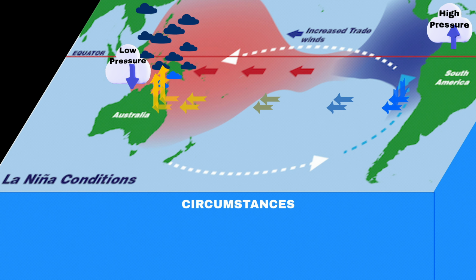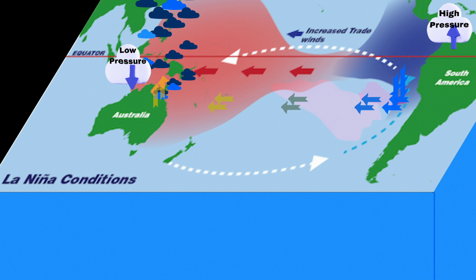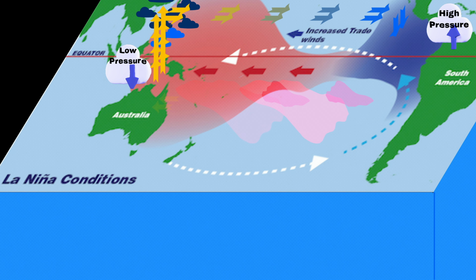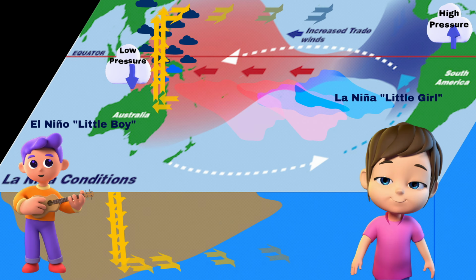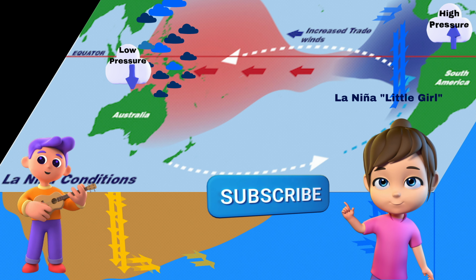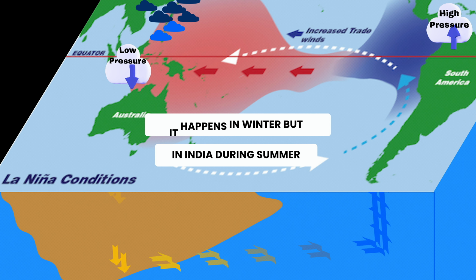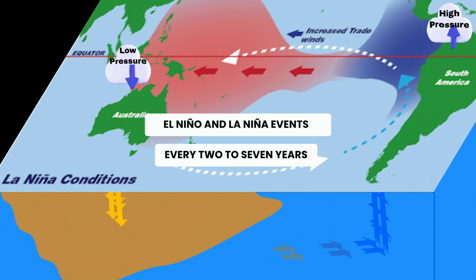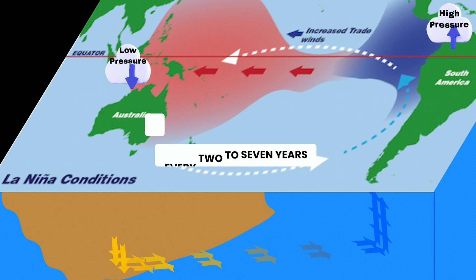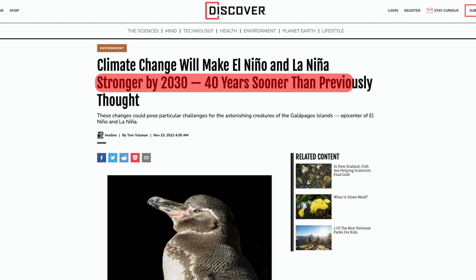El Nino and La Nina episodes typically last 9 to 12 months, but some prolonged events may last for years. In Spanish, El Nino means the little boy and La Nina means the little girl. In that region, it happens in winter, but here in India it is summer at the same time. While their frequency can be quite irregular, El Nino and La Nina events occur on average every 2 to 7 years. As per a recent study, this phenomenon will become stronger by 2030.